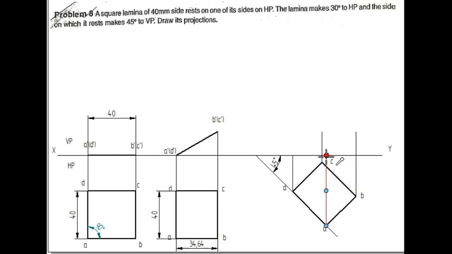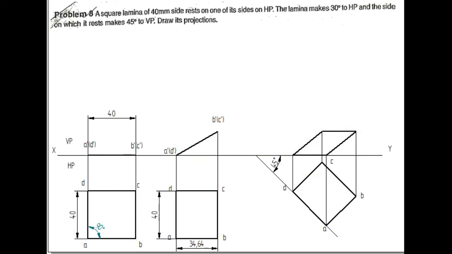So this is A. From D, here, which is point C. From D to C, from C to B, from B to A, and from A to D. So this is the final representation of a front view of a square lamina which has been inclined with respect to HP as well as VP.